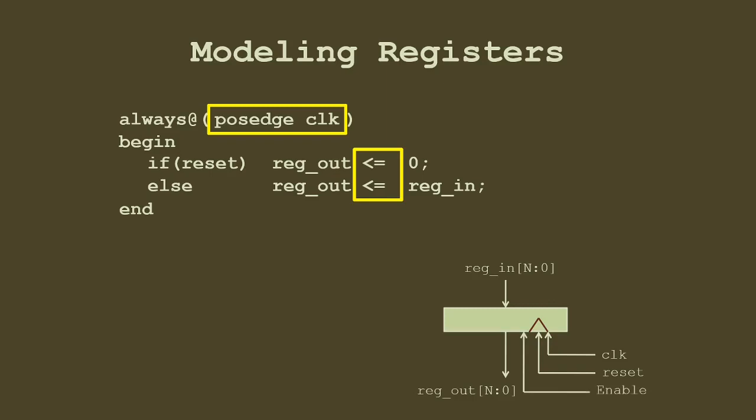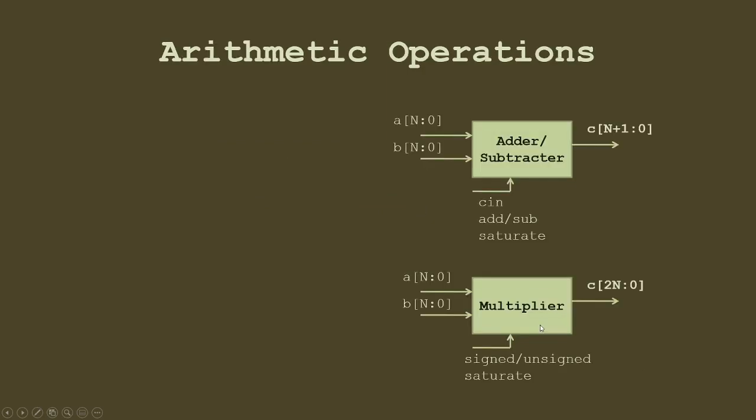If there is an enable signal as well, then we can use else if and use that enable in the bracket. So that will mean that if there is a reset, then register will be 0. Otherwise, if there is an enable signal, it will sample the input. Otherwise, it won't. So that's how we write registers.